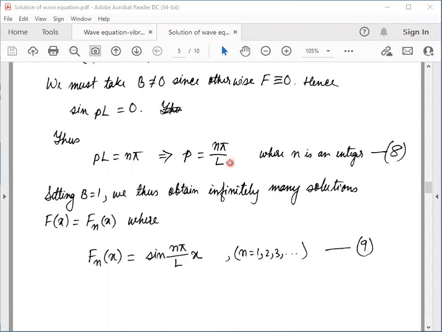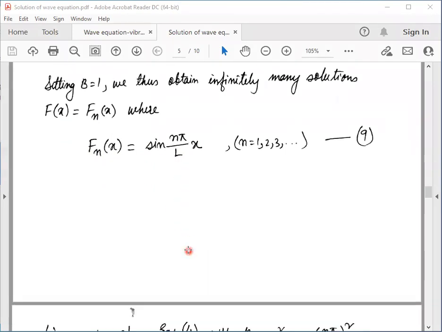Okay, so what have we done so far? We have solved for f of x. Now what remains to be done? We need to solve for g of t. So now we are going to solve capital G, the time dependent part. We have solved the space dependent part. Now we are going to solve the time dependent part.